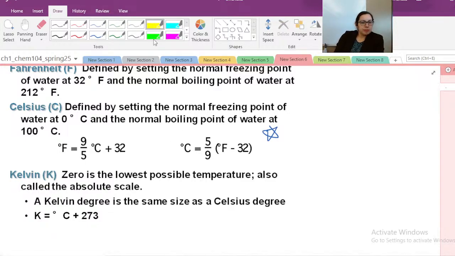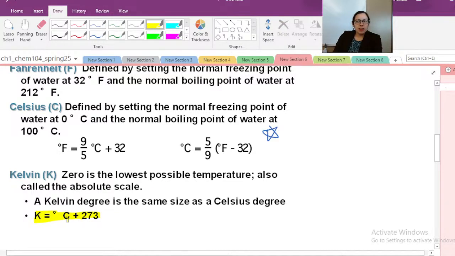And then for the Kelvin conversion, you might want to write this down. Our temperature in Kelvin is equal to our temperature in Celsius plus 273. And I believe there's a more precise conversion of 273.15. For the record, I really don't care about this 0.15.